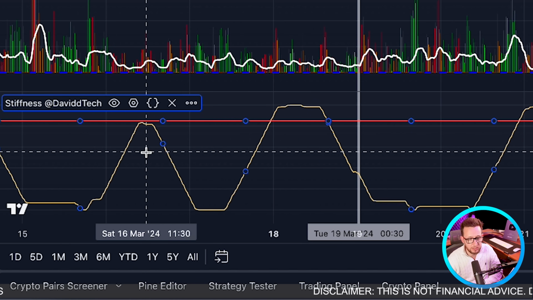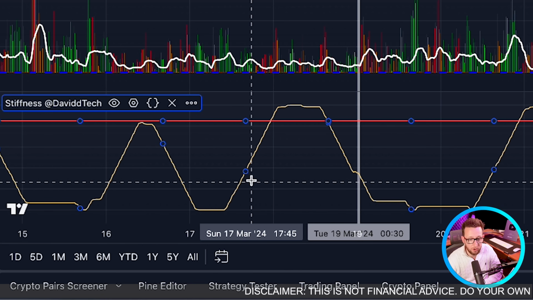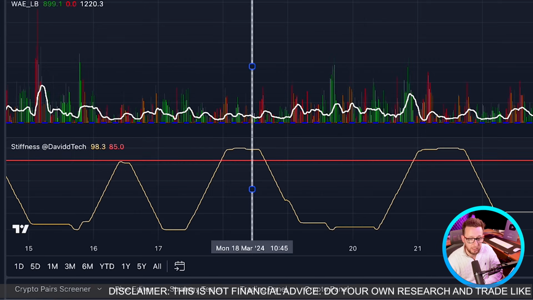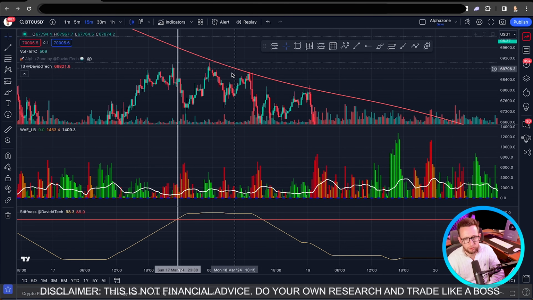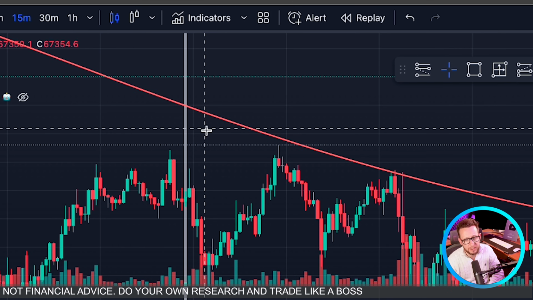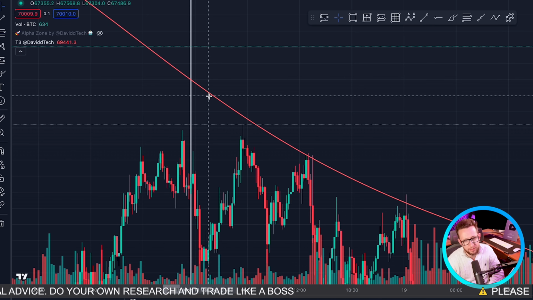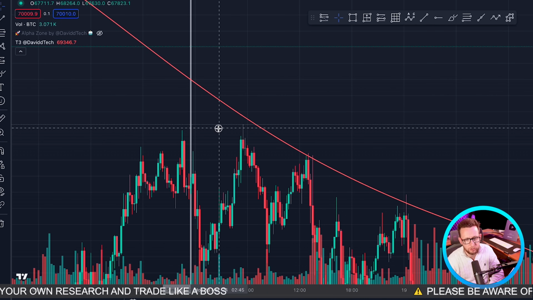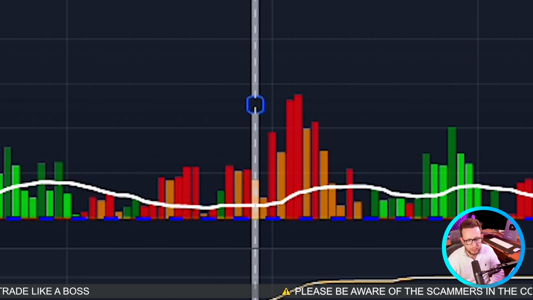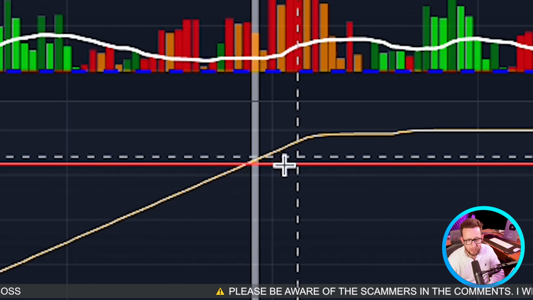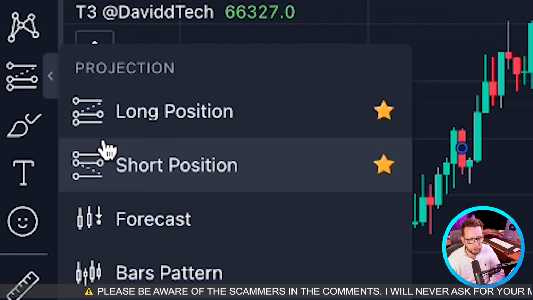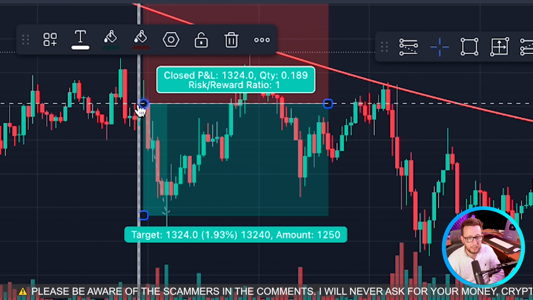What the stiffness does is we're looking for this yellow line to be above the red line to make sure there's enough movement in the market. Okay, let's have a look at some of these short entries. We first of all have our price movement above this red line, which is the T3 300. The red histogram is above the white line, as you can see here, and we are crossing above the stiffness indicator here. So that would have given us an entry just here on this candle here.